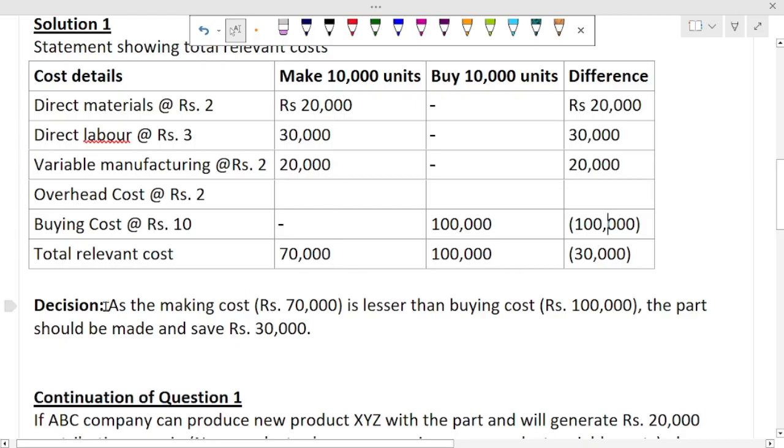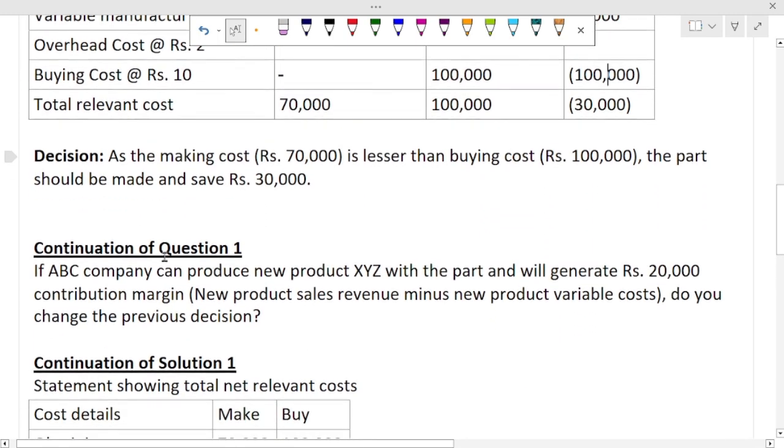So your final answer, decision: as the making cost, 70,000 rupees, is lesser than the buying cost, 100,000 rupees, the part should be made and save 30,000 rupees. Save 30,000 what? Rupees. Are we together now? Yes. Now, this question is supposed to end here in peace. However, it continues to this part.